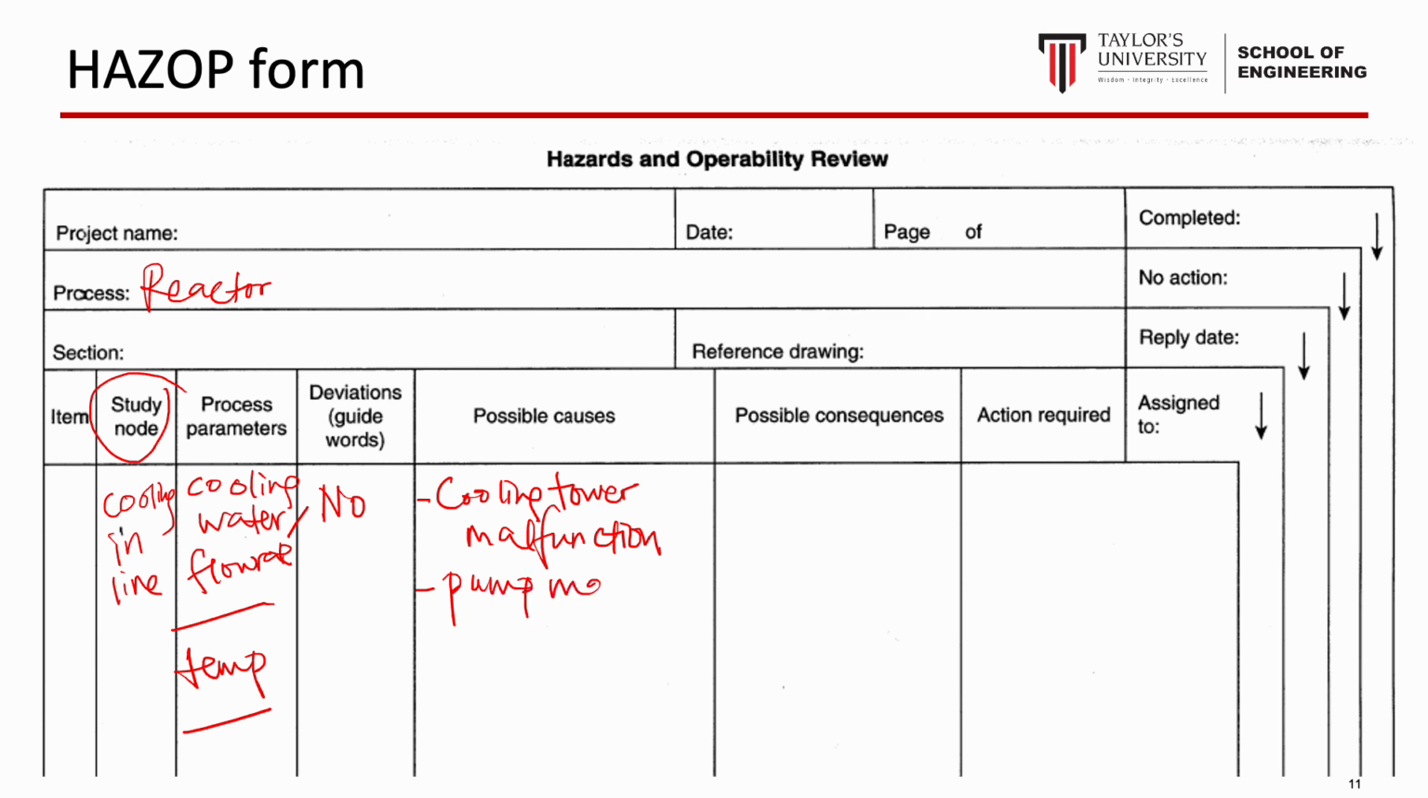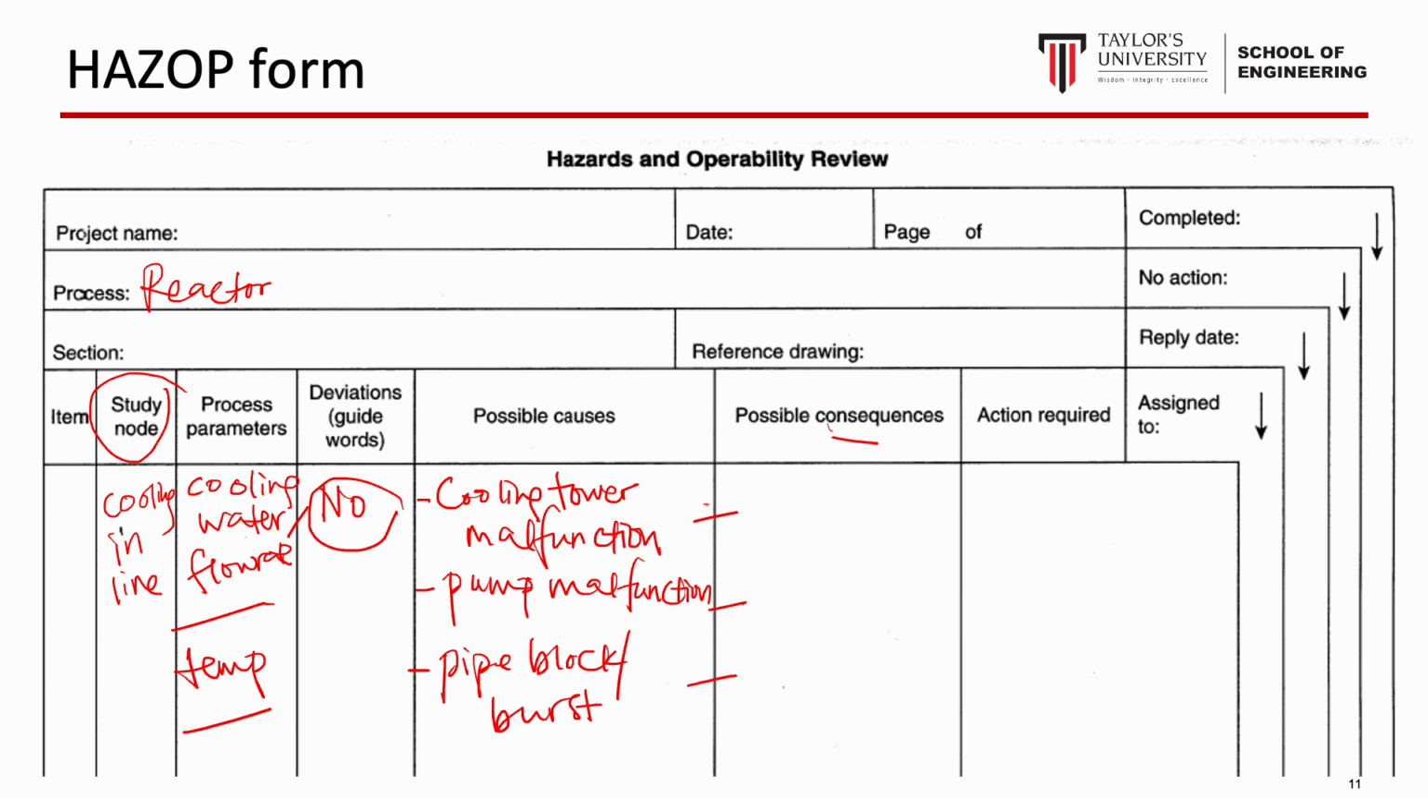And what else can cause no cooling water flow rates? You can think about it, maybe the piping block or burst before that. So you have to be creative to think of what can cause the flow rates not coming in, and the consequences of all this. You can look at the consequences of no cooling water, or you can look at the consequences of each of these failures. Okay, there are two ways of looking at consequences.